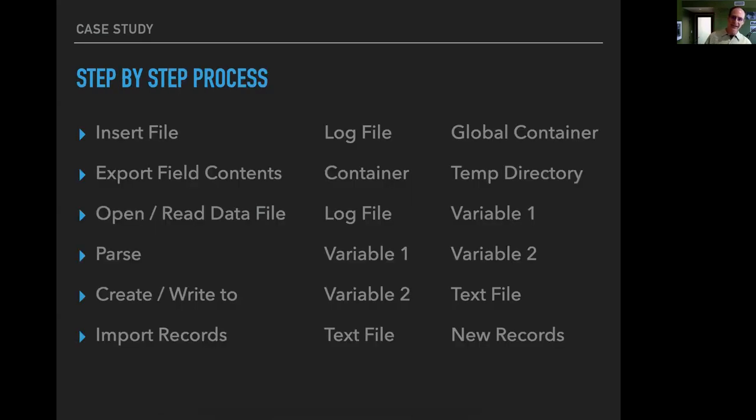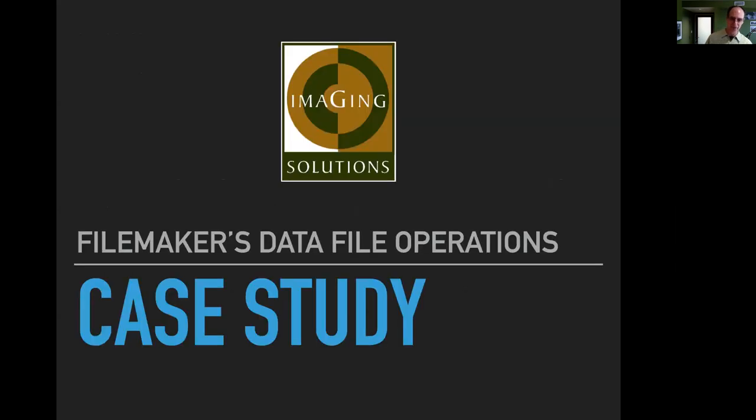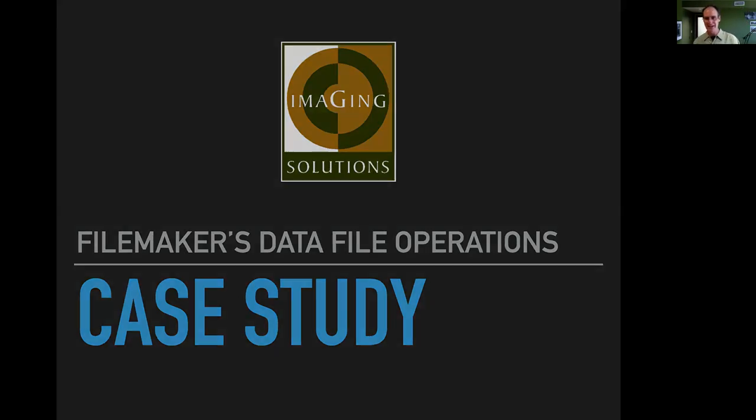So you can see we've got a bunch of steps. We're doing a lot of jumping through hoops effectively. We're taking the file, putting it in a container, exporting it, reading it, parsing it, writing it, importing. So there's a lot of back and forth, but as you saw in the demonstration, it all happens pretty quickly and it works very well. So anyhow, that's my little case study for using FileMaker's data file operations.